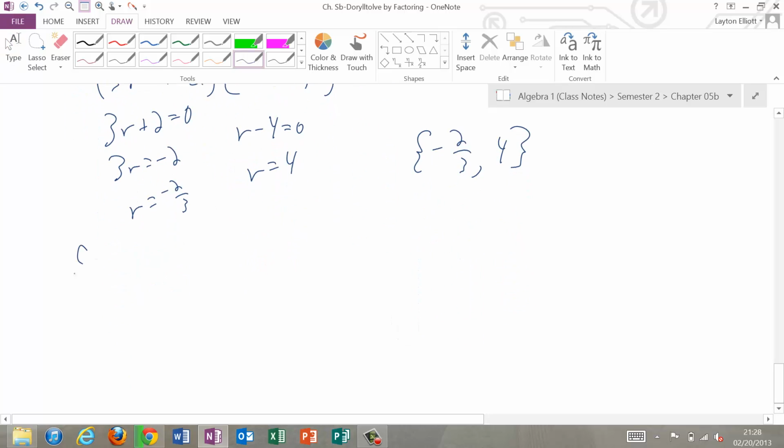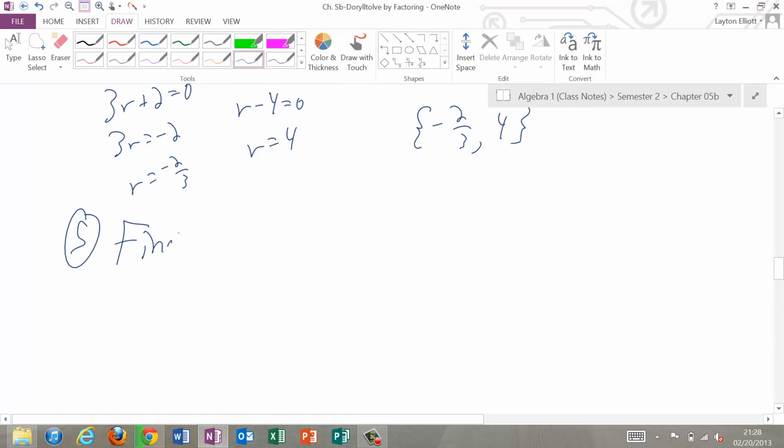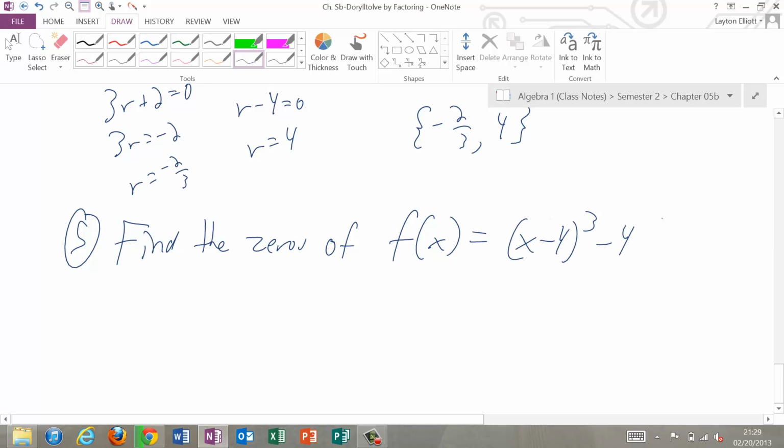Number 5, we're going to change the wording a little bit. I'm going to say find the zeros of f of x equals x minus 4 cubed minus 4 parentheses 3x minus 16. Okay, well, zeros are x-intercepts, and x-intercepts occur when y equals 0.